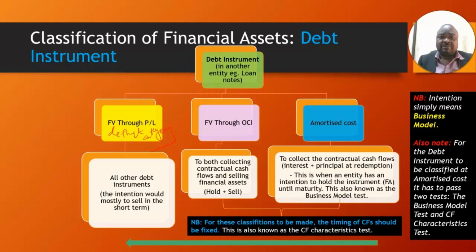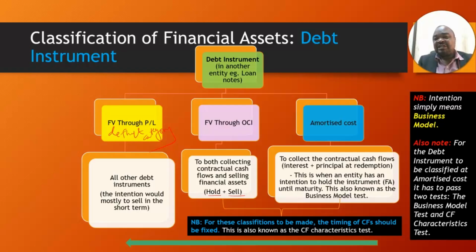So in the short term, you intend to sell them. However, debt instruments may be recognized at fair value through OCI. Here, the intention would be to both collect contractual cash flows and sell the financial assets. So you want to hold and then sell later. You want to hold whilst milking them. You hold them, and then at a certain stage in time, you sell them.